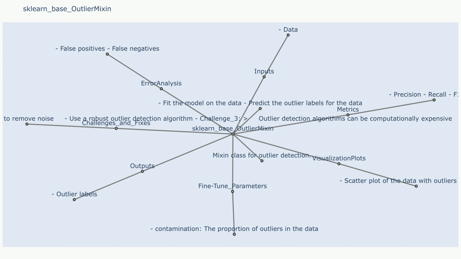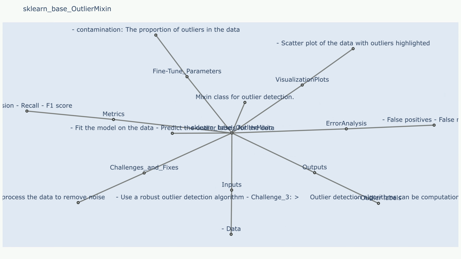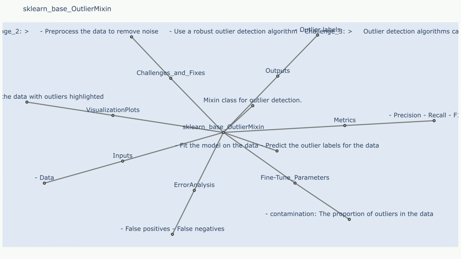Dealing with high dimensionality. Sample use case that resulted in challenge 1: when working with datasets with a large number of features, outlier detection algorithms may be less effective due to the curse of dimensionality. Fixes to challenge 1. Dimensionality reduction techniques like principal component analysis (PCA) or t-SNE can be applied to reduce the number of features and improve performance.